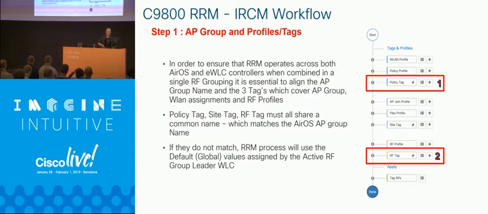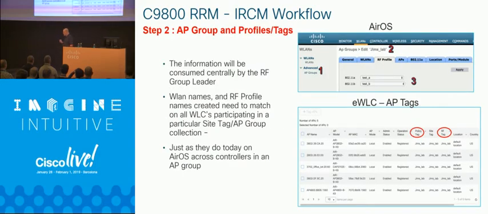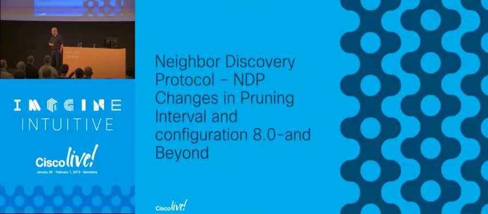Yeah, the policy tag and the RF tag need to be the same. I thought I might have gotten that wrong. Once you match those up, everything works. Any questions on C9800? Nope, okay.